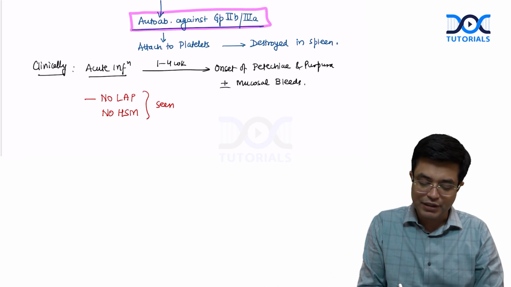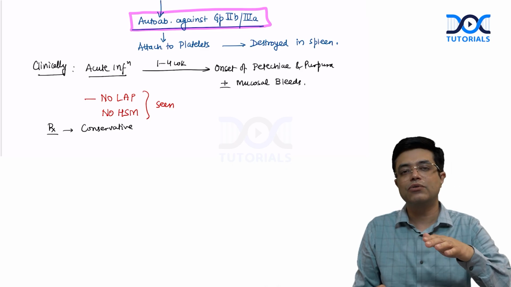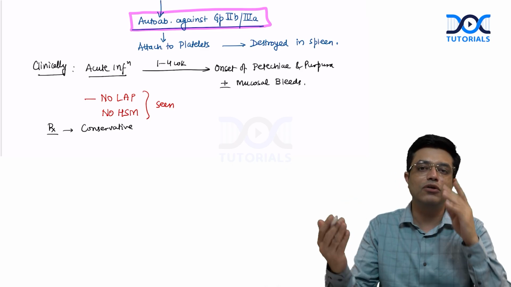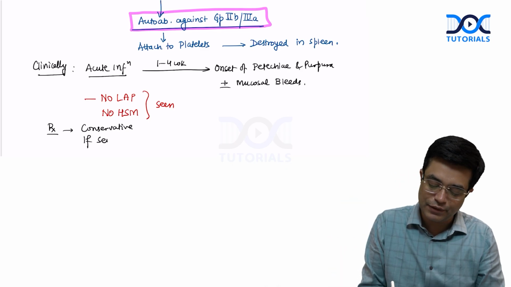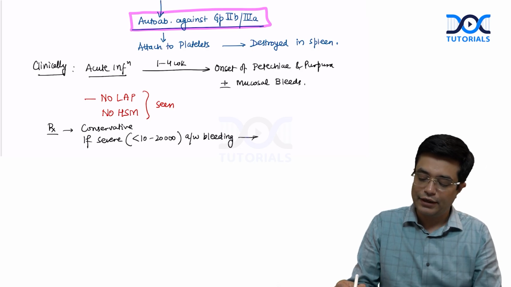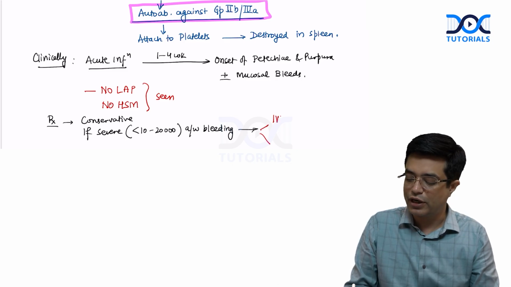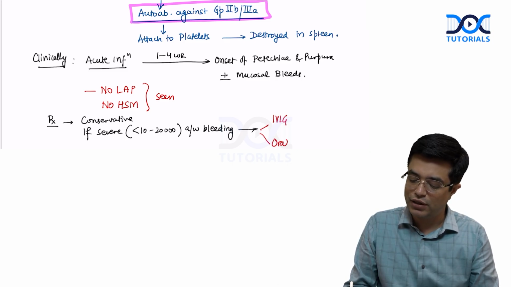Now, what is the treatment that you give? Treatment is generally conservative or supportive. In most of these patients, there is a dip in platelet count somewhere around 25 to 50,000 and then it automatically improves. If it is severe, that is less than 10 to 20,000 and associated with bleeding, then you need to consider drugs. If there are serious clinical bleeds, you need to consider drugs. The two options you have are IVIG or oral corticosteroids. Dexamethasone or prednisolone can be given for 5 to 7 days.